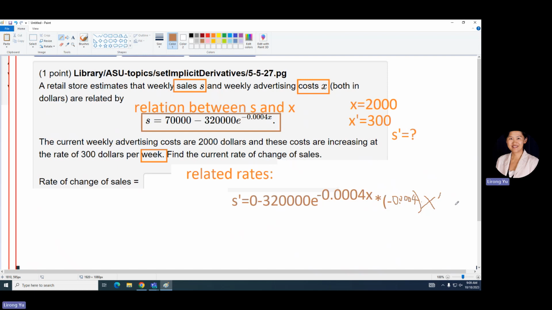All right, so then we can start combining things. The 0, you don't have to write it. The negative multiplied by the negative 0.0004, the negative sign is canceled. 320,000 times 0.0004, what's the answer? It's a really large number times a really small number. It should be relatively negligible.